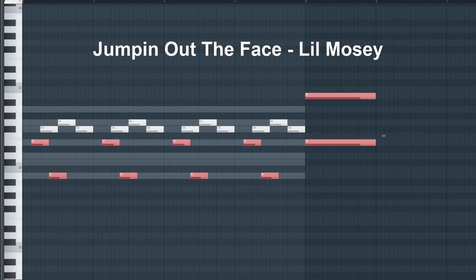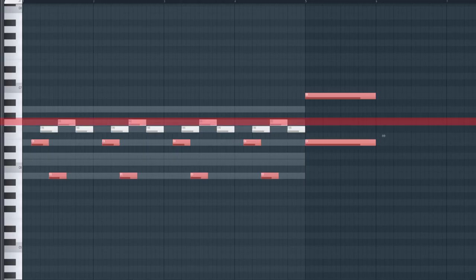Okay, so now we know the first 2 notes to use, but how about the rest? The rest is actually pretty simple. Remember the main reason why we chose either of those minor scales? If you look at Jumping Out the Face's pattern, you can clearly see that the other notes used in this pattern are the closest 2 notes that are right next to each other. In this case, that's G and F sharp.